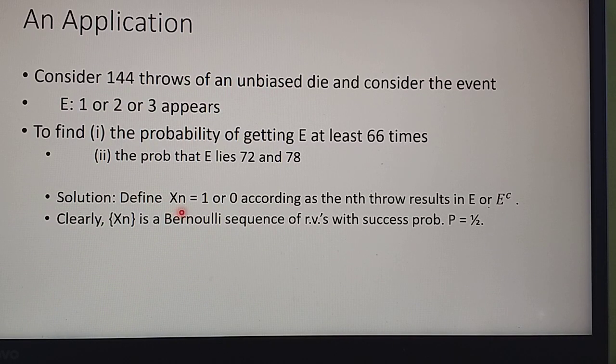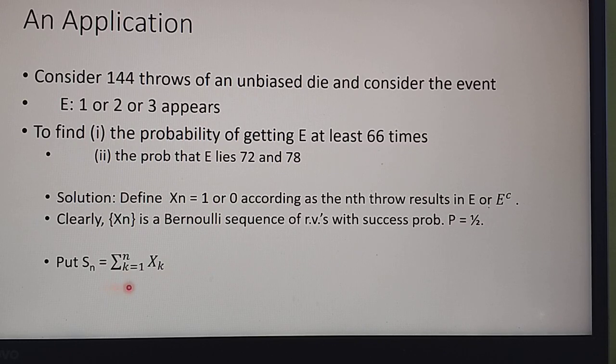Let us first define Xn equal to 1 or 0 according as the nth throw results in E or E complement. What is E complement? E complement is the appearance of either 4 or 5 or 6. Okay, we define Xn. Clearly Xn is a Bernoulli sequence of random variables with probability of success p equal to half. This is very clear, no problem, because we have only two mutually exclusive events, either E or E complement. E is 1, 2 or 3, E complement is 4, 5 or 6.